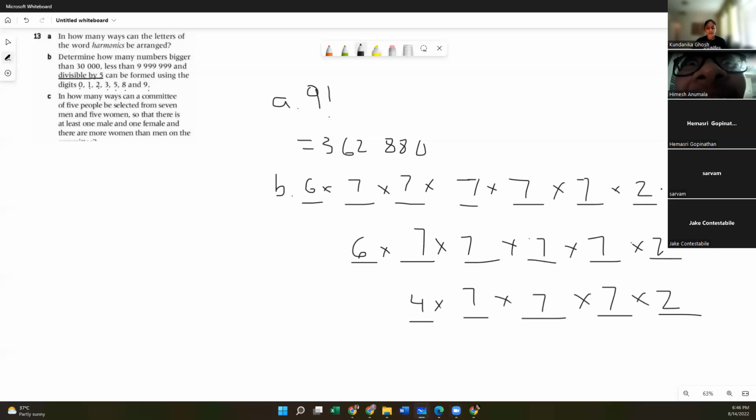Anyone correct me if I'm wrong, but if you plug that into a calculator, that is 201,684.